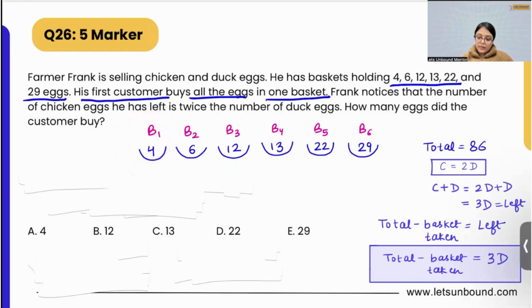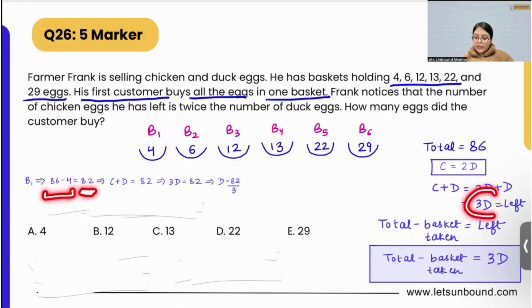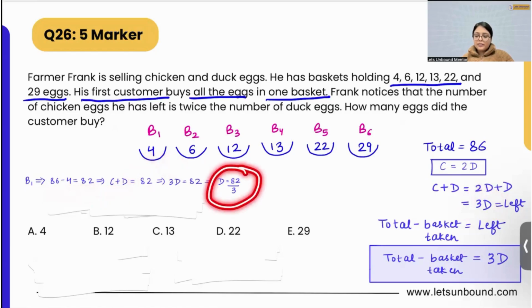So if it is basket 1, the customer took 4 eggs. If the customer took 4 eggs, total eggs minus the eggs which the customer took, so 82 left. Now 82 is the number of eggs left. So the number of eggs left were equal to 3D, or you can say C plus D equals 3D. So D is 82 over 3. Is this even a whole number? No, you are going to get this in decimals.